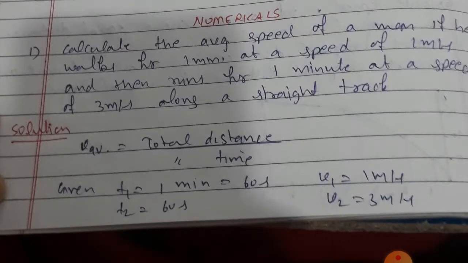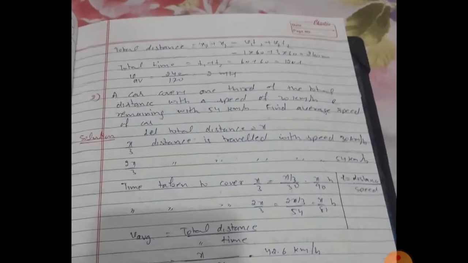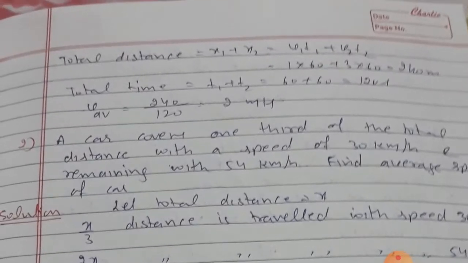Now total time, we know how much time is taken by the man for the complete journey, that is 2 minutes. So first of all we will convert these minutes into seconds. T1, the first interval, 1 minute is 60 seconds, so T1 is 60 seconds. Similarly T2 is also 60 seconds. Now we have to find out the total distance. How? The distance travelled in the first interval and the distance travelled in the second interval. So let the distance travelled in the first interval be x1 and in the second interval be x2. So total distance will be x1 plus x2.